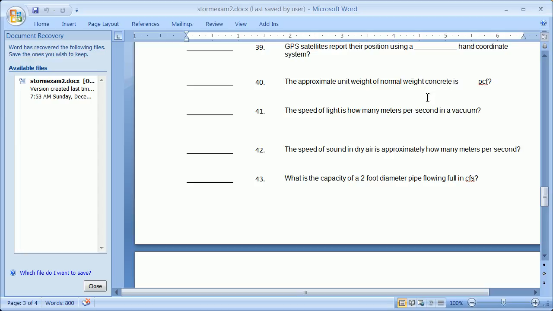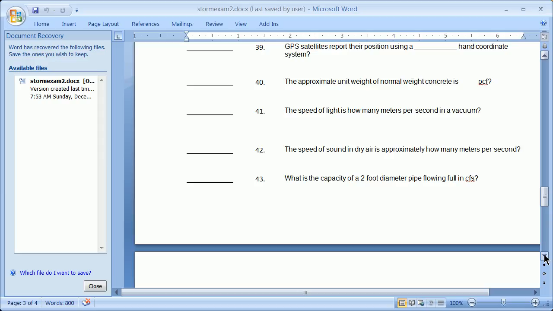Unit weight of concrete, 150 pounds per cubic foot, down to about 142 when you've got 7% air. Speed of light, 2.9979 times 10 to the 8th meters per second, or 186,000 miles per second, many know. Speed of sound, 340 meters per second. You can think of that as 5 seconds to get a mile.